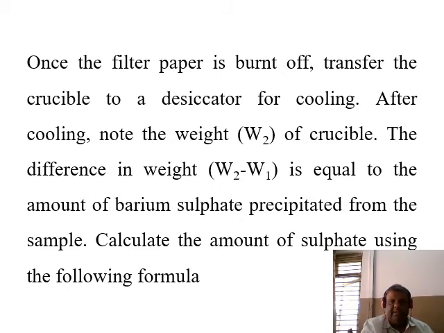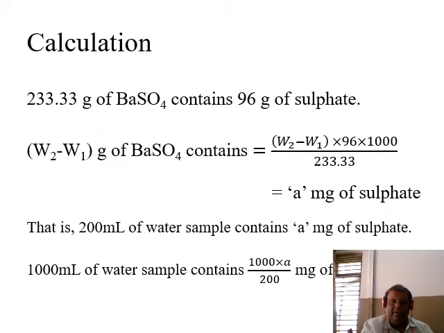It should be kept for cooling in a desiccator. After cooling, the weight of the crucible is recorded, and then the difference in their weight, W1 minus W2, is the amount of barium sulfate precipitated from the sample of water. So the calculation of sulfate can be made using the below formula.